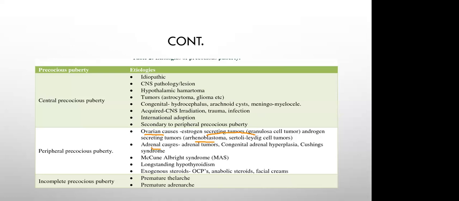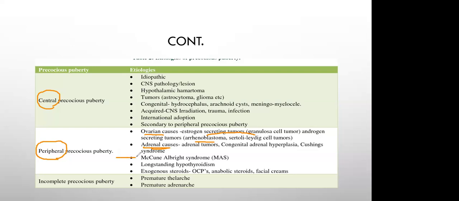Sometimes the estrogen source may be from the adrenal gland. Otherwise it could be central causes, central CNS pathology like CNS tumors, or congenital diseases like hydrocephalus, any stimulant to the CNS system like irradiation, trauma, or infection, and maybe familial, or some diseases running in the family. It means genetic. In the peripheral causes, we are always thinking about the estrogen secreting tumors.